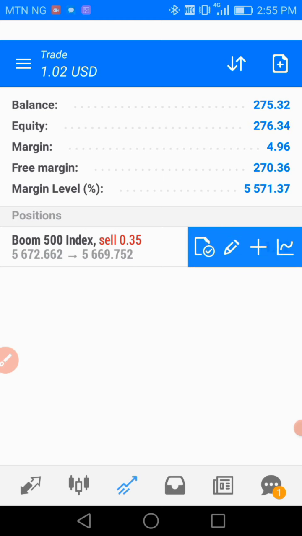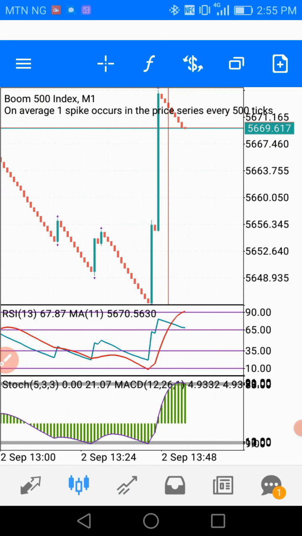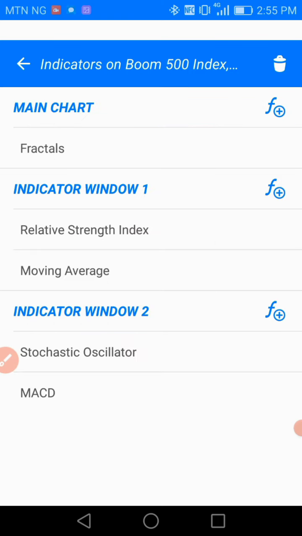Okay guys, yes, we are scalping. We just finished scalping. So let's continue with the settings before I come back to give you the conditions for you to trade with this strategy, okay? So we have our indicator window 2.